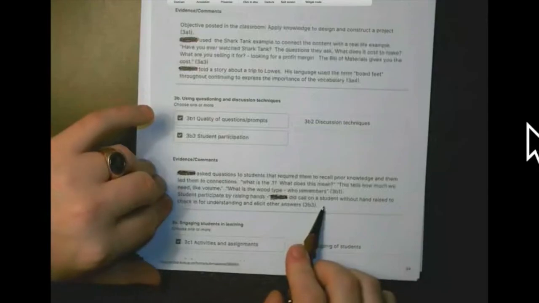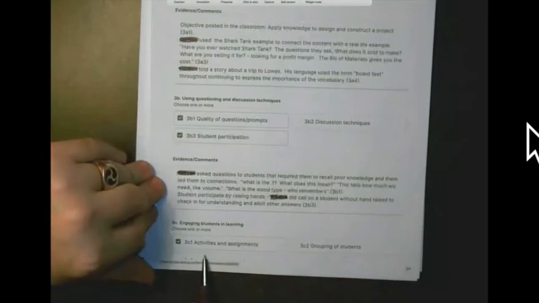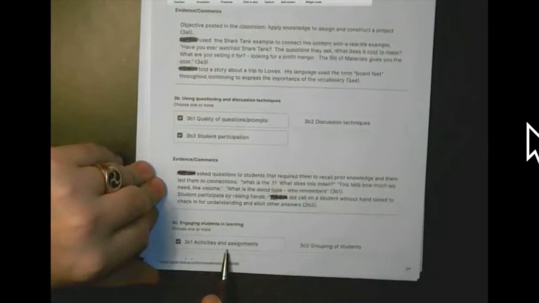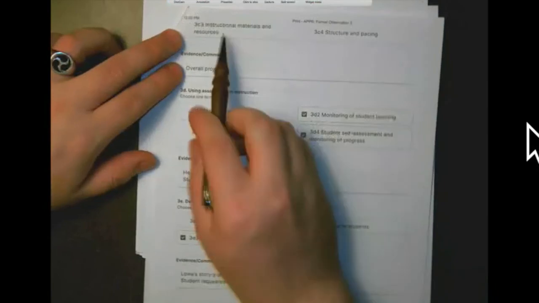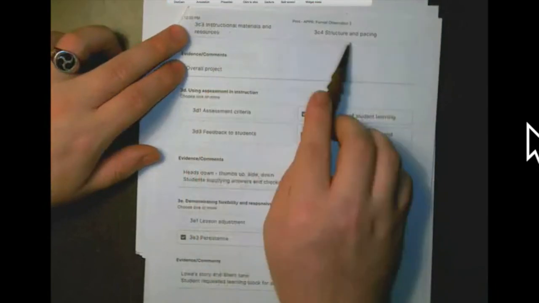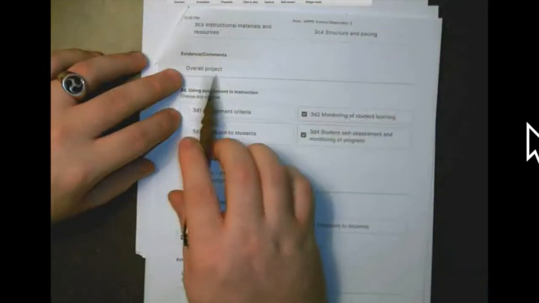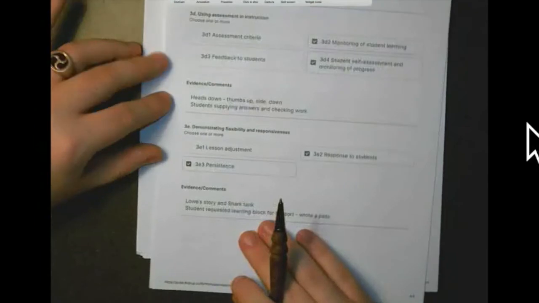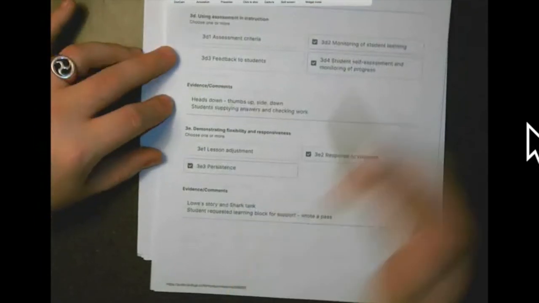All right. That brings us into engagement. Activities and assignments, they were all engaged. There was no grouping because it was individual work. I didn't have to do anything with the materials or structure and pacing. Evidence of this was just the project itself. Then using assessment in instruction.